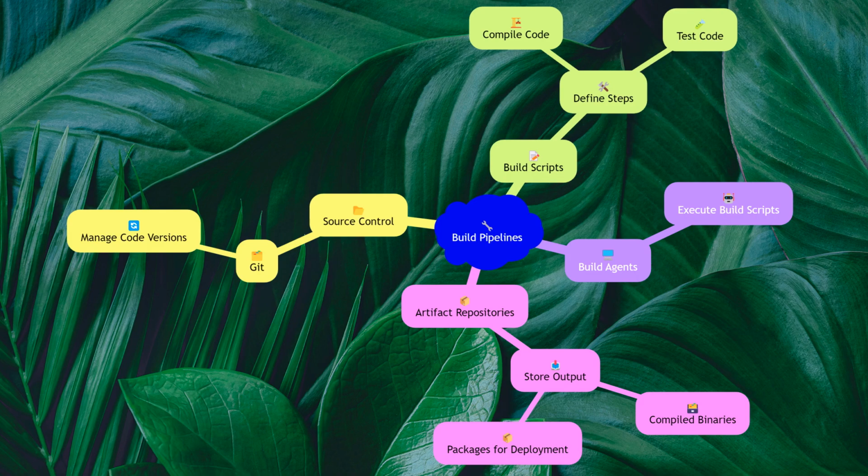Source control systems like Git manage code versions. Build scripts define the steps to compile and test the code. Build agents are machines that execute the build scripts. Artifact repositories store the output of the build process, such as compiled binaries and packages, for later use in deployment.